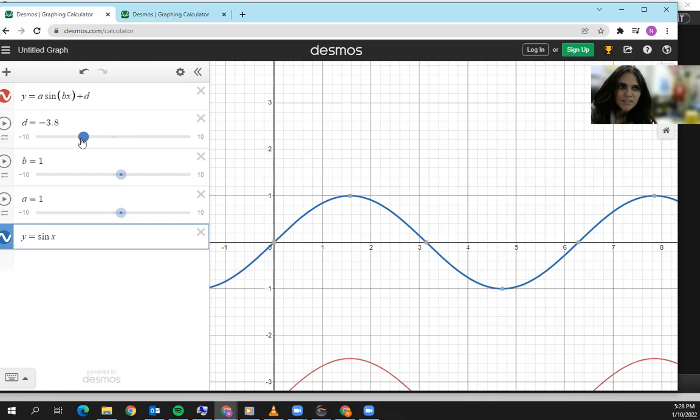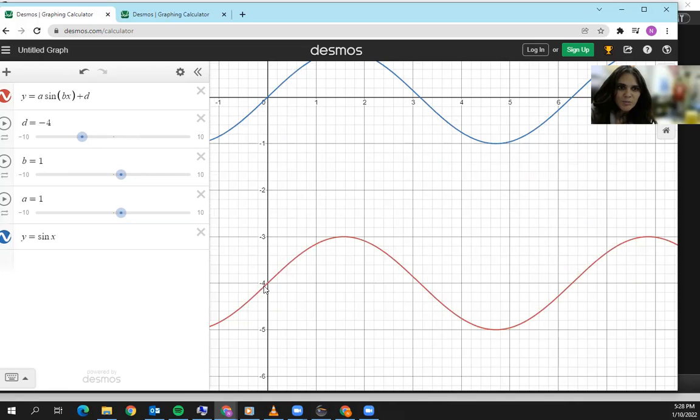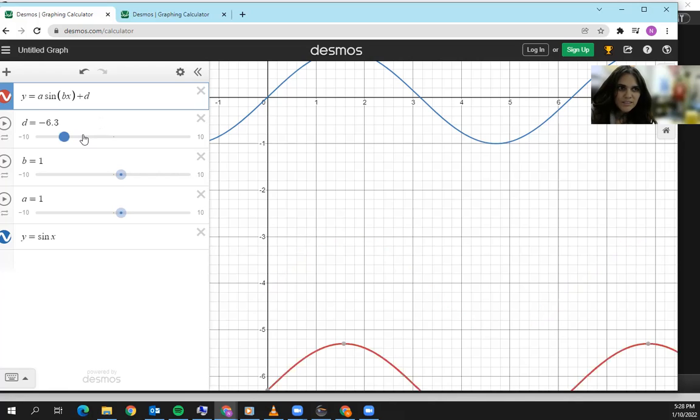What do you think happens if I bring it down to negative 4? Where do you think my new midline is going to be? It's going to be down here at negative 4. I shifted the whole graph down 4. My new midline is at negative 4. My new maximum is at negative 3. My new minimum is at negative 5. And what's the midway between negative 3 and negative 5? Negative 4, my d value. So my d value is going to shift the graph up and down. So at my parent graph, y equals sine x, my d value is 0. There's a plus 0 out here.